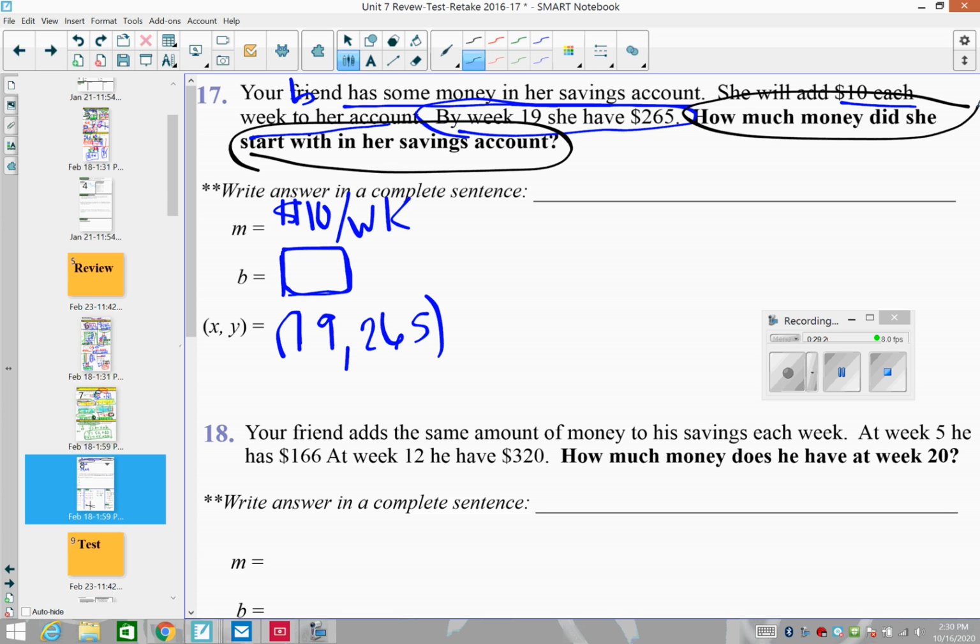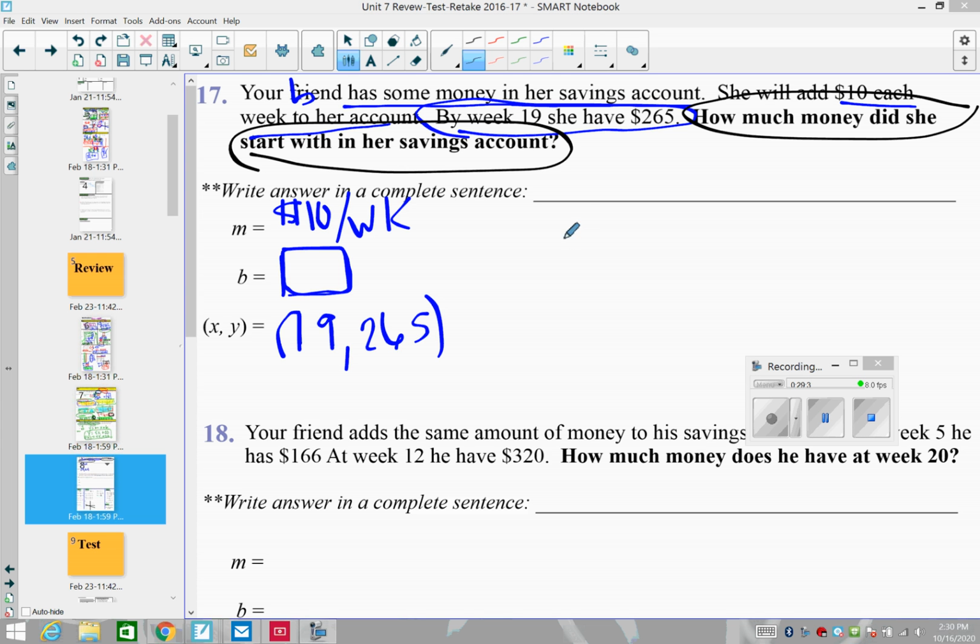Now you have every option of the learning target here because it doesn't say specifically which form to use. So you can use point slope, you can use slope intercept. I'm a super big fan of y equals mx plus b. It's my favorite, so I'm going to solve in y equals mx plus b and solve for b. But you definitely could use point slope and still get there by solving.